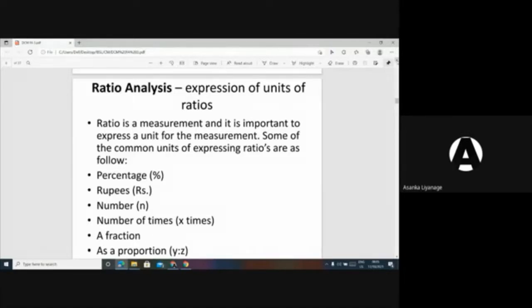Then as a proportion to something else. Say the best example is the current ratio. You take current liabilities against current assets, and you normally express this ratio as a proportion: if the current liability is 1, what is the current asset? That is the kind of proportion you can use for the current ratio. We'll go through these things in later stages. These are the ways of presenting your calculation.